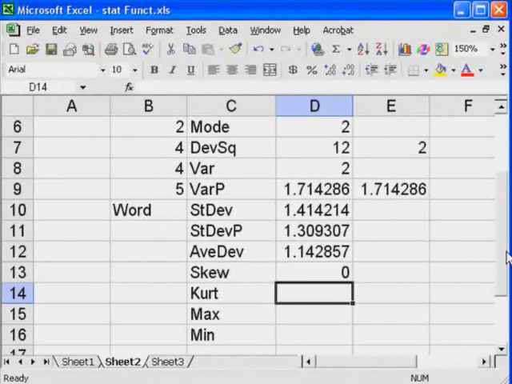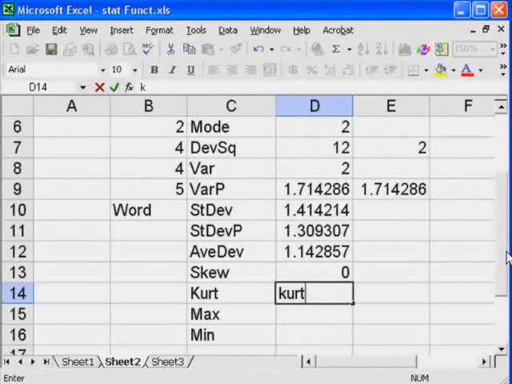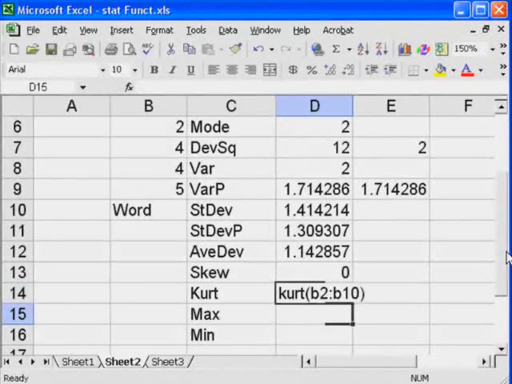Let's try kurtosis. This time I'm going to forget to put in the equal sign. I'll go KURT. This is a mistake, but I'm doing it on purpose just to show you. Left parenthesis, B2 colon B10. Now what happens? Well, it just types it. It doesn't do anything, because I didn't tell it to do anything because I didn't put in an equal sign.